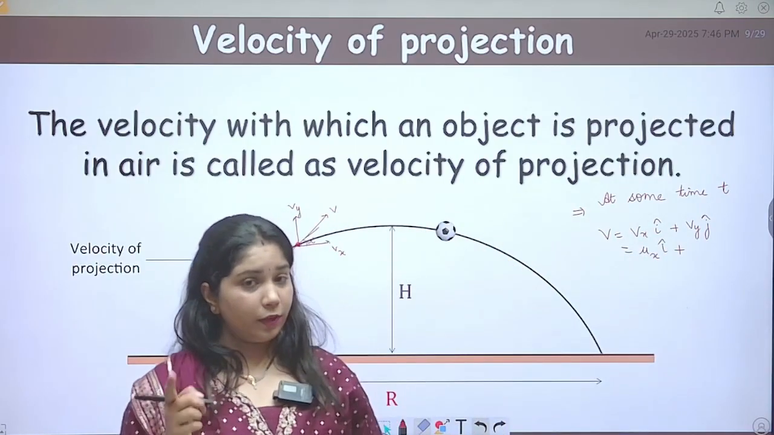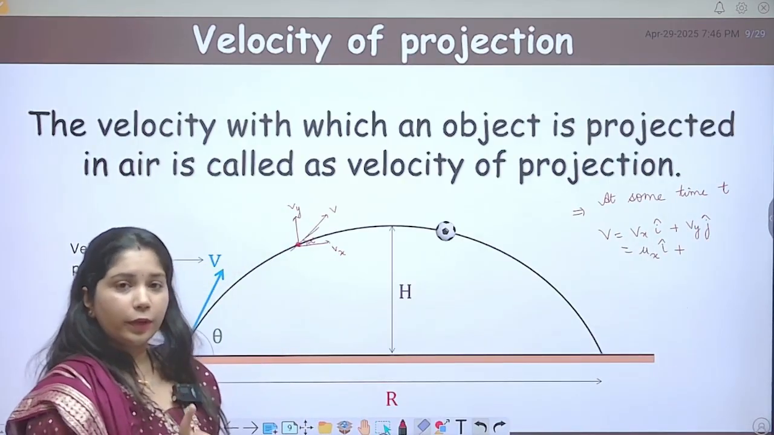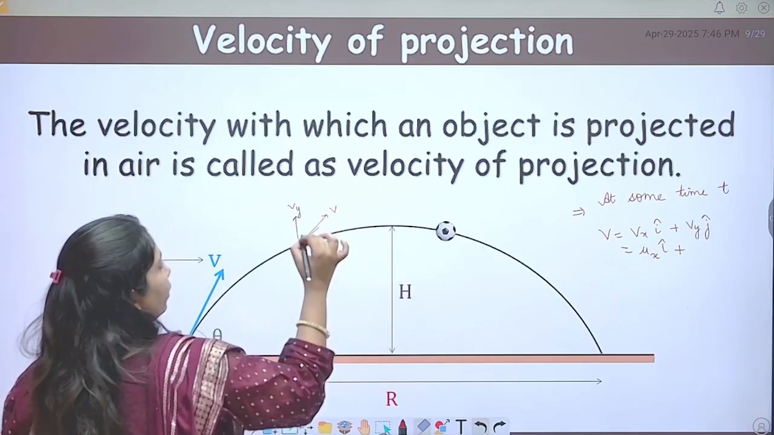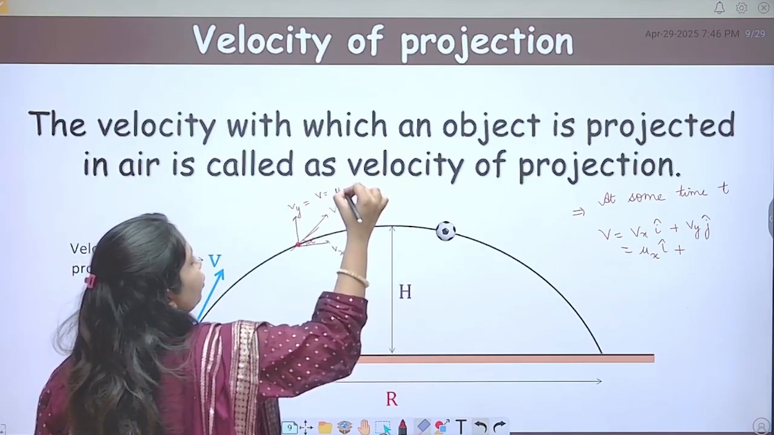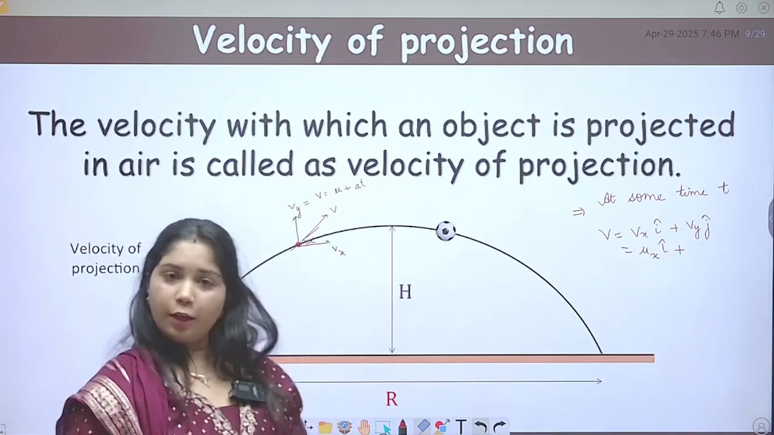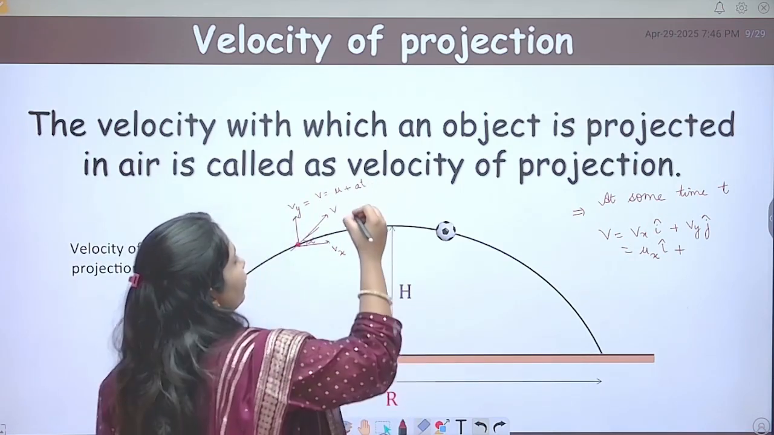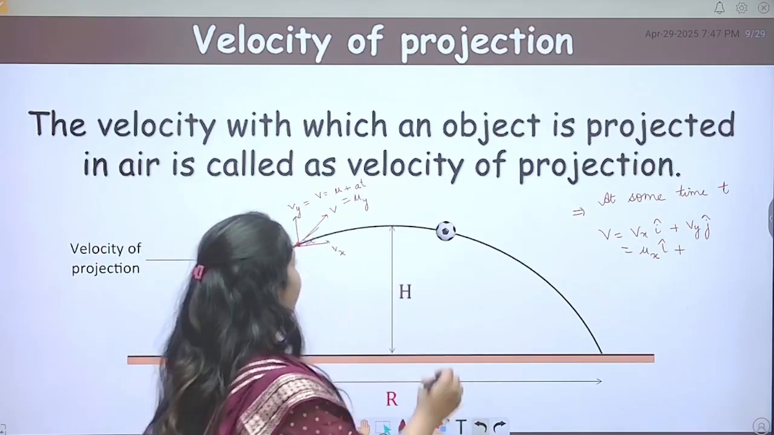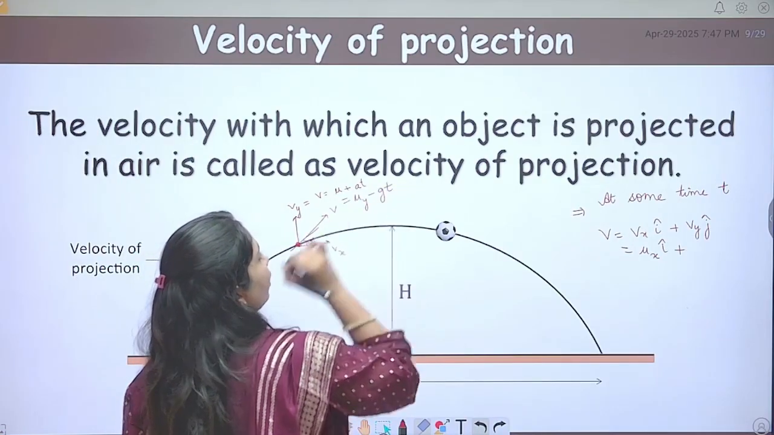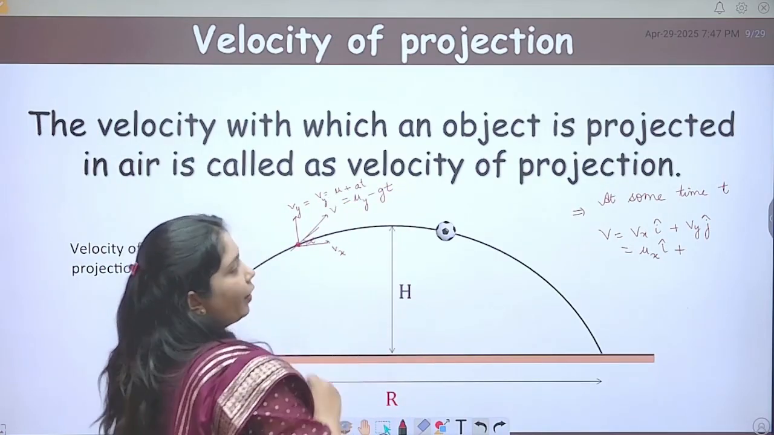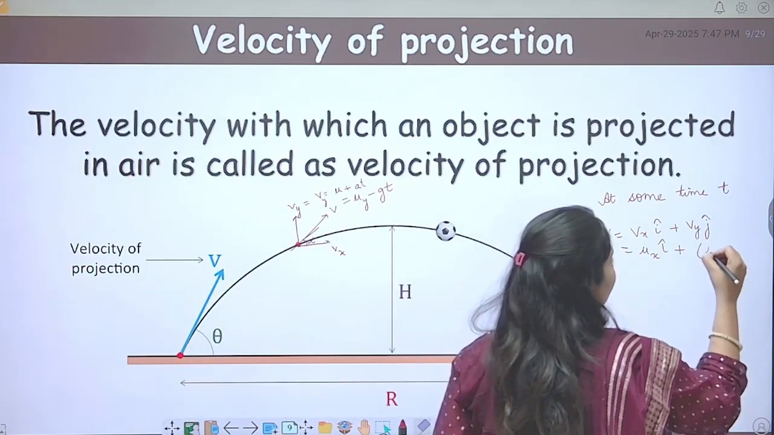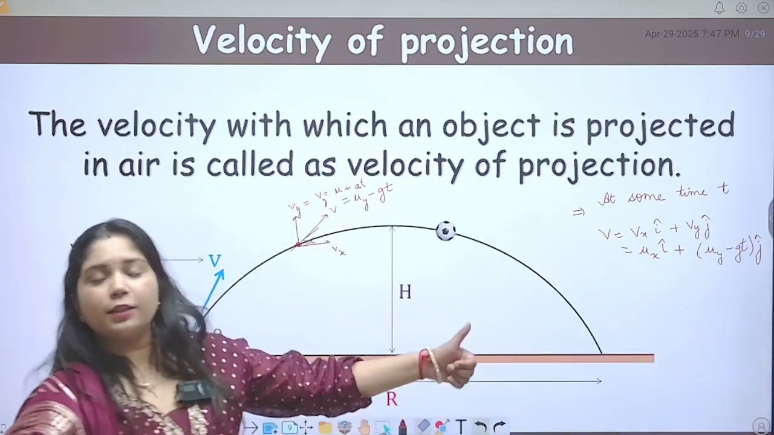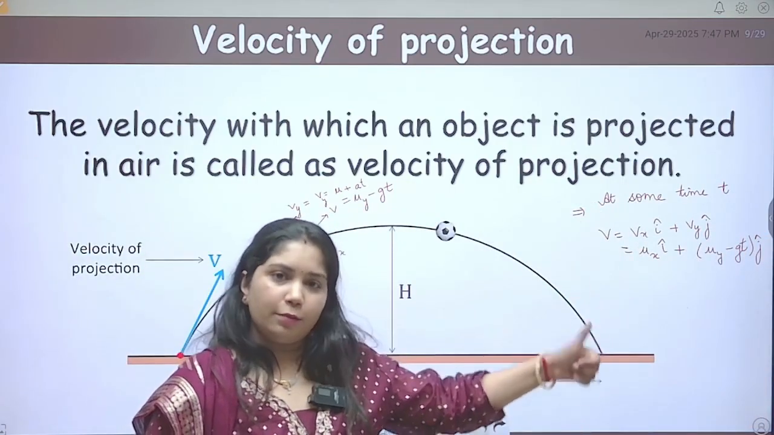Now, what about Vy? You know that the first equation of motion is V equals U plus AT. So, for y, V equals U plus AT. We are talking for y direction, so U is equal to Uy, and A is equal to minus g. So, minus g and t. The velocity in y direction will be Uy minus gt of j cap. So, this is the resultant velocity at some time t.